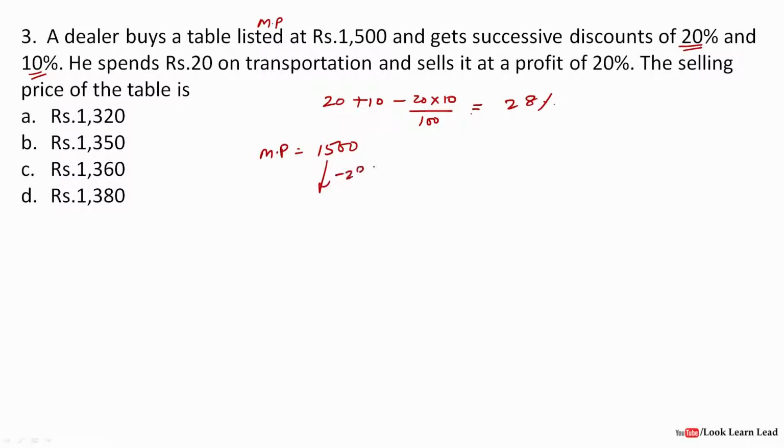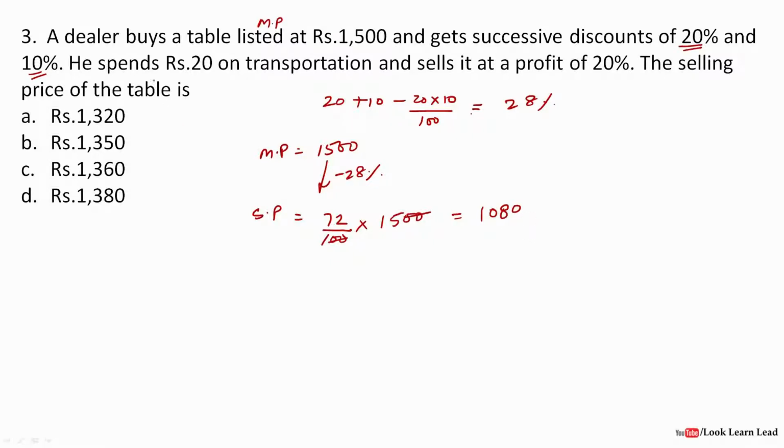Okay, this 28%, a mark price is given as 1500. So 28% discount is given on the mark price. So our selling price would be 72% of the mark price, 100 minus 28. So we'll just cancel it out. So we have 72 into 15, 5 twos are 10, it would be 1080. So this is the selling price.